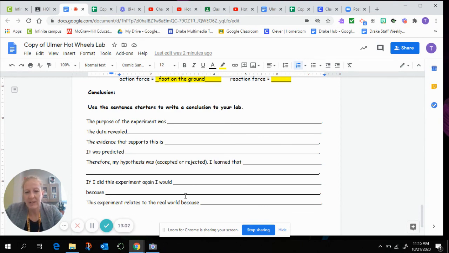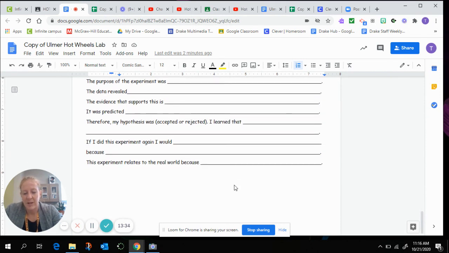This experiment relates to the real world. So you might want to think about how different size cars might relate, or how you would affect a car in terms of what kind of pull or push. For instance, my car has run out of gas before, and we think about what kind of pull or push it would take to actually get a car moving if you didn't have any gas in it. So you might want to think about that, and maybe you can come up with some other examples of what the lab relates to.